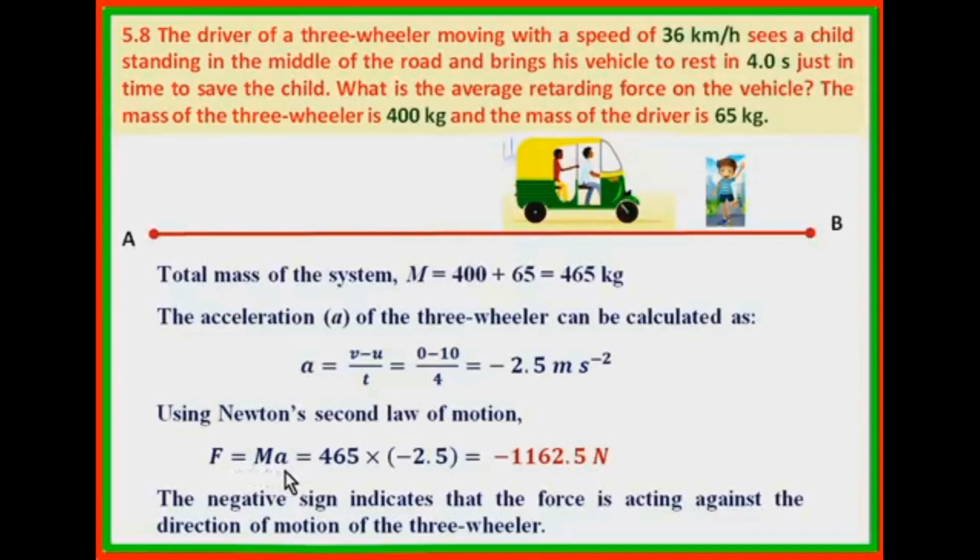According to Newton's second law of motion, F is equal to ma. The total mass is 465, and the retarding acceleration we found over here is minus 2.5 meter per second square. So the same thing we are substituting over here, which gives us the solution as minus 1162.5 Newton. The negative sign indicates that the force is acting against the direction of the three-wheeler in order to stop it to rescue the child on the road.